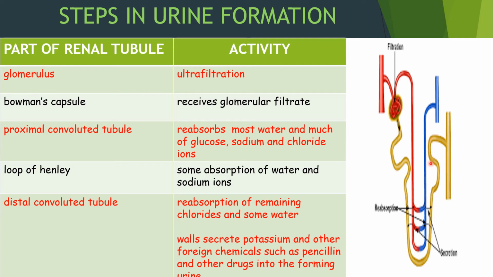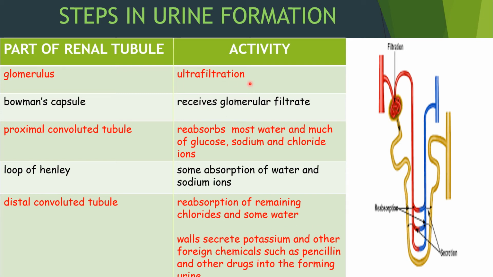Tubular secretion occurs in the distal convoluted tubule. The walls secrete potassium and other foreign chemicals such as penicillin and other drugs into the forming urine. Then, after tubular secretion and reabsorption, the remaining filtrate we call urine.